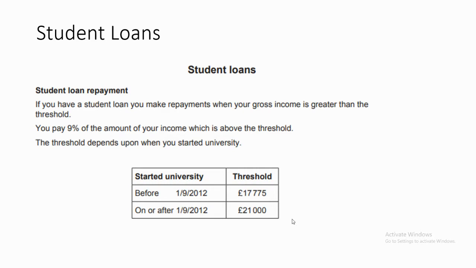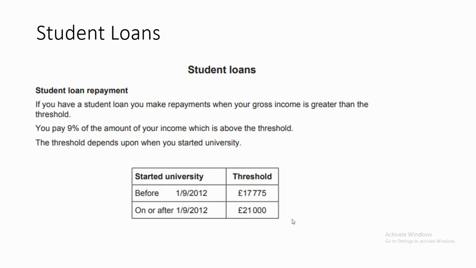So this is some information taken from a 2019 exam paper for core maths. At that point, you paid 9% of your gross income to your student loans, and there was a threshold. The threshold where you started paying depended on when you started university.